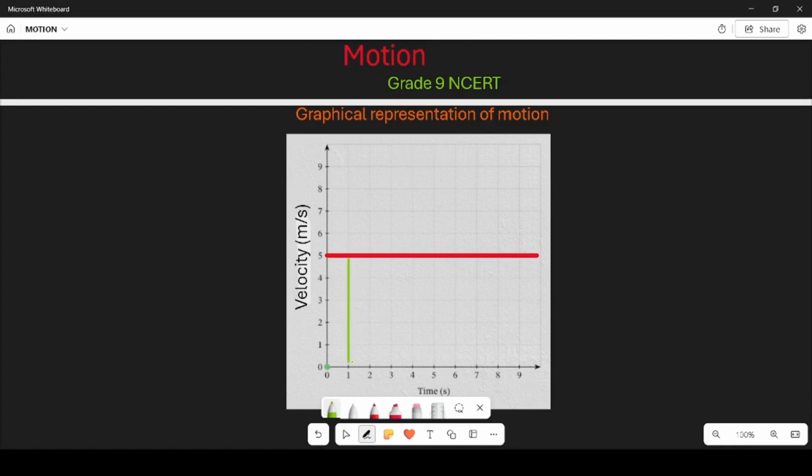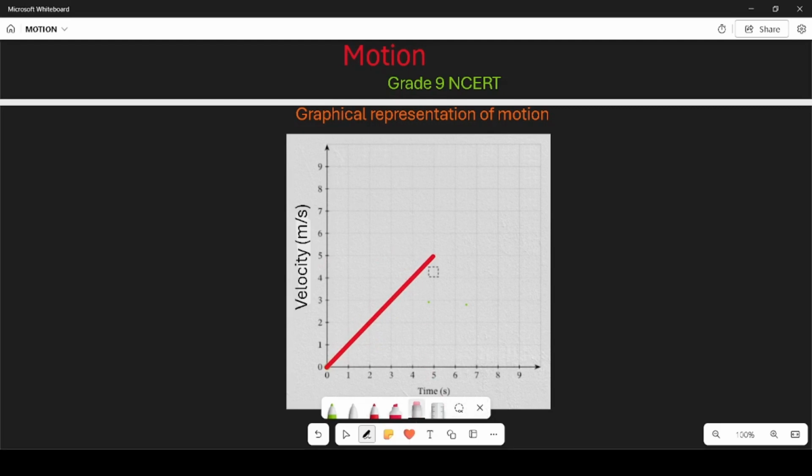So in the first second it's going 5 meters per second, in the second second it's also going 5 meters per second. So like that it goes on. So we can see that the object is moving at 5 meters per second every second. Now let's see how you can show acceleration in a velocity time graph. When an object starts at 0 velocity and increases its speed from 0 to 5 meters per second in 5 seconds, this is uniform acceleration.